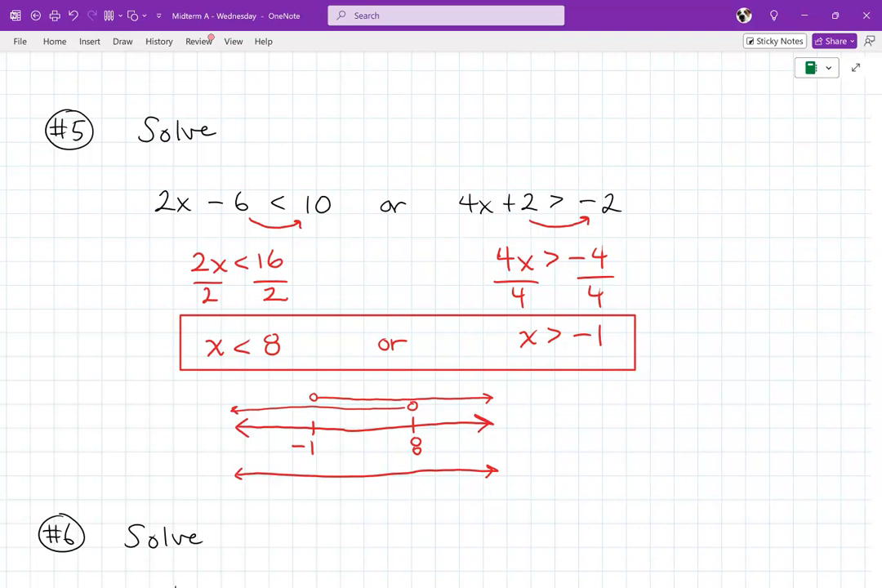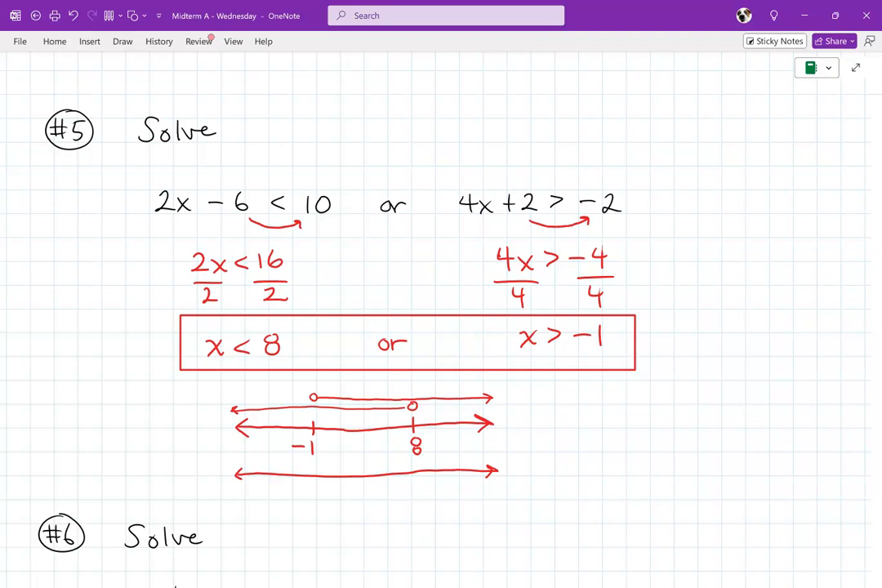So this would have been a better thing if this would have said and, because then my answer would have been right here, just between -1 and 8. Or problems that go towards each other basically means everything is an answer. The whole number line is a solution. But don't worry about the drawing.